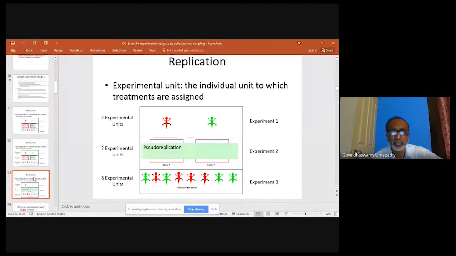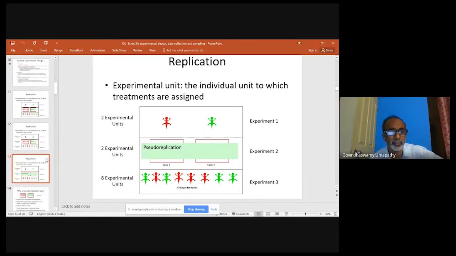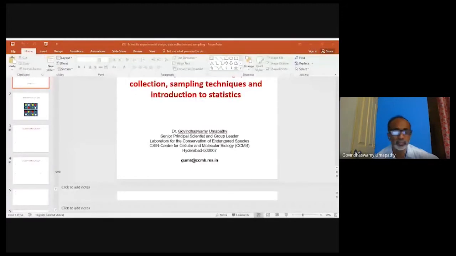Especially here, if you see this experimental design, especially the 2 units, it is pseudo replication, because the same tank repeatedly represents 4 individuals. Here also, in tank 2, the same 4 individuals represent tank 2 only. So in fact, the 2 tanks represent the experiment, similar to experiment 1, but it's not. Although 8 individuals participated, there are only 2 replicates. That is called pseudo replication.